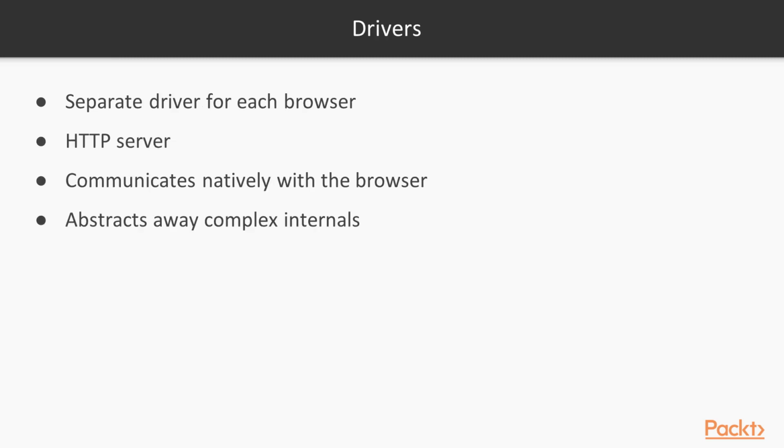With drivers, there is a separate driver for each browser. So for example, if you want to automate Chrome, you will use Chrome driver. A driver is essentially an HTTP server. This server communicates natively with the given browser. A major benefit of this approach is that the drivers abstract away complex internals and give us a simple, easy-to-use API to write code in Python.